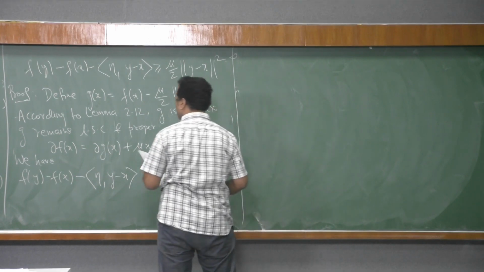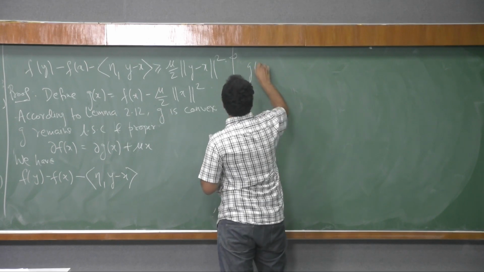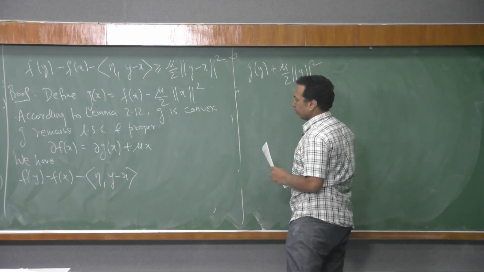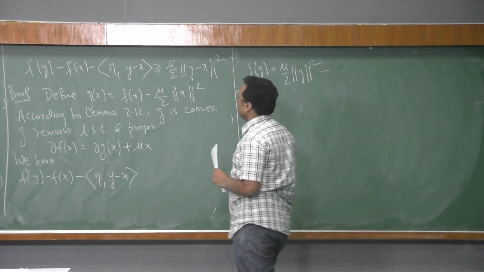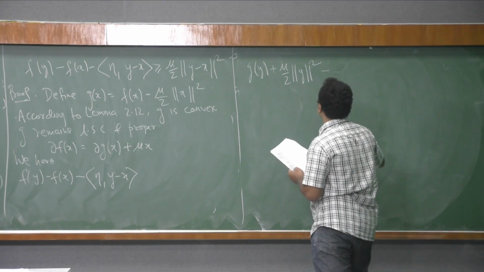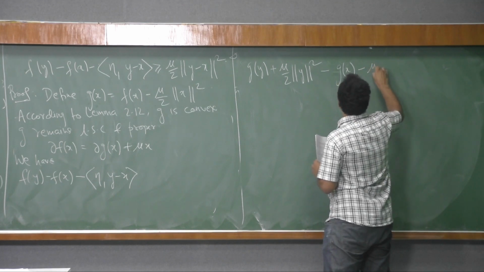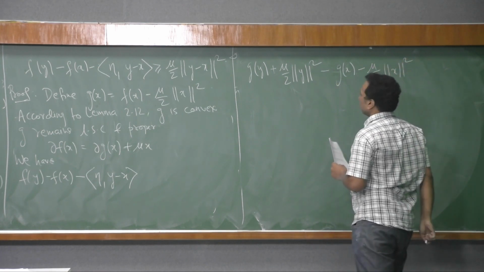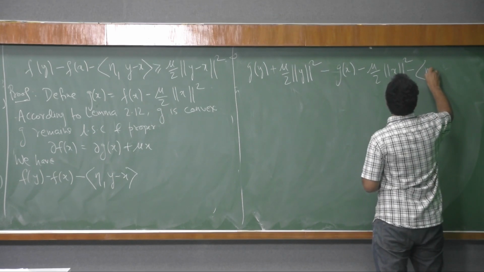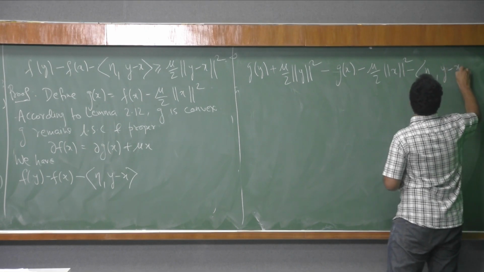So in place of fy, I have gy plus... so this is the fy term minus fx. So fx will be minus gx minus gx, and then minus mu by 2 norm x square, and then we had this inner product term which is minus eta, y minus x. Here we don't have to do anything.